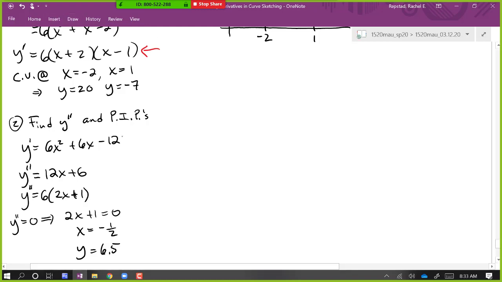We can make our sign chart for the second derivative. We don't need many rows. In fact, we can go just straight to the second derivative. It's 0 at negative a half, right? And then if I plug in something less than negative a half, let's say I plug in negative 10 to the second derivative, it's going to make it negative. And if I plug in something bigger than negative a half, if I plug in 0, it's going to make it positive.